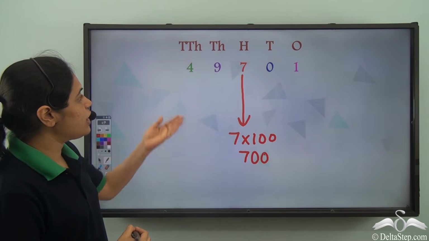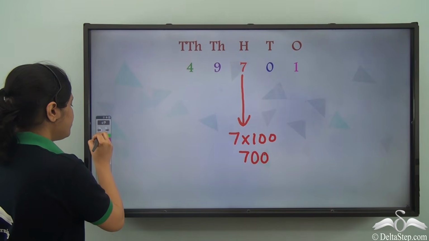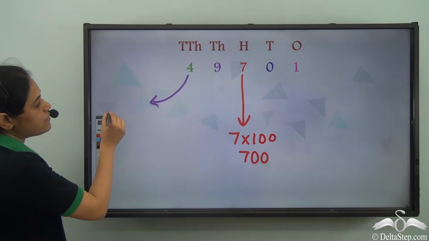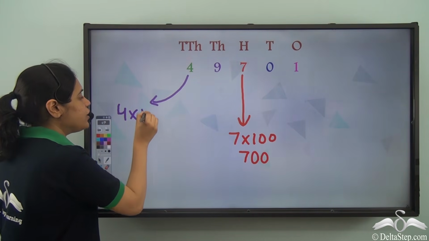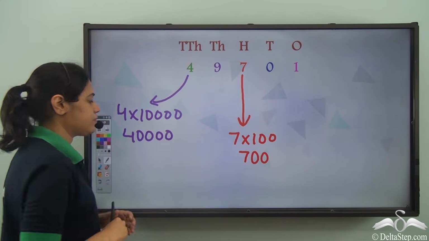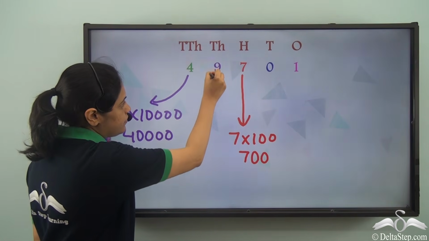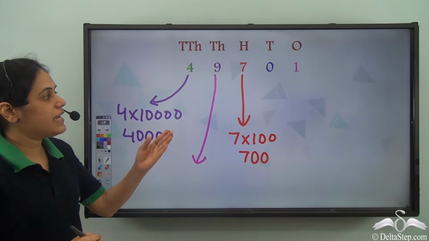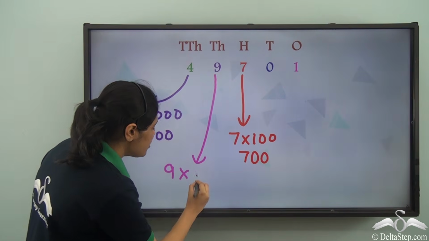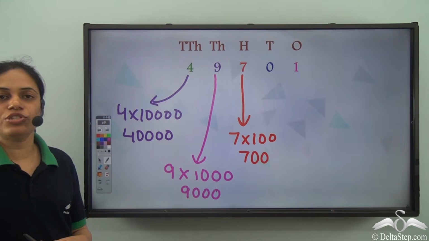Now, what is the place value of 4 in this number? So we see that 4 is in the 10,000s place. So the place value will be 4 into 10,000, that is 40,000. Now what is the place value of 9? 9 is in the thousands place. So I multiply 9 by 1000. 9 into 1000 is 9,000.